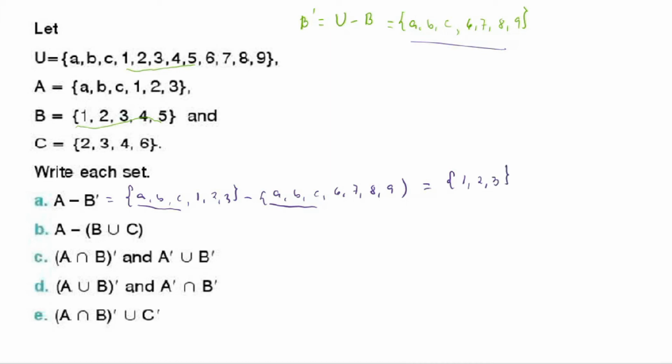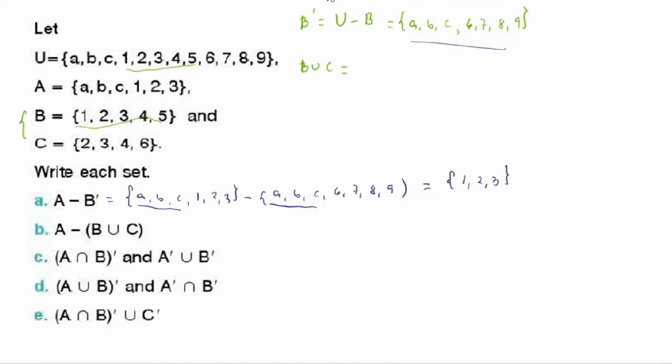All right. Now for A difference B union C, we don't have B union C yet, so I will just use this space as my scratch. So we have B union C. Let's combine everything in B and C, this one.